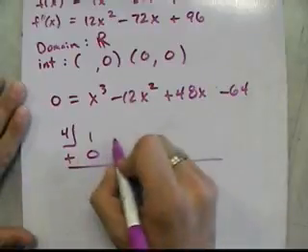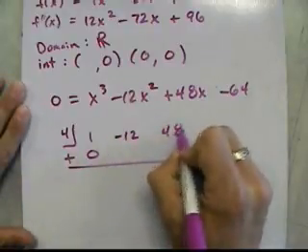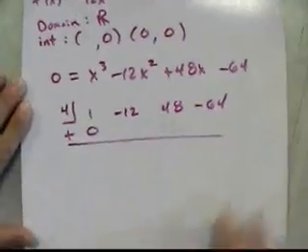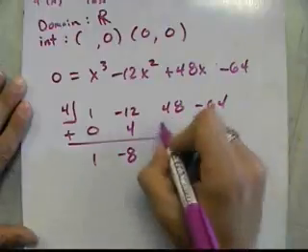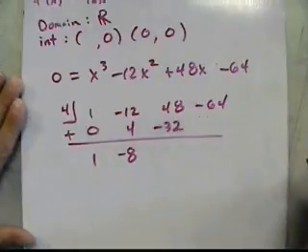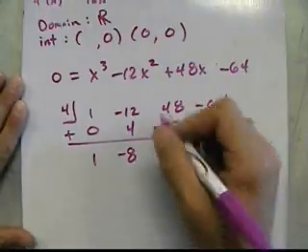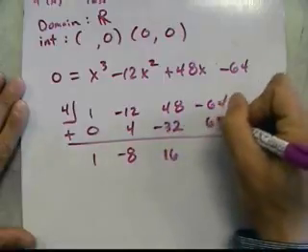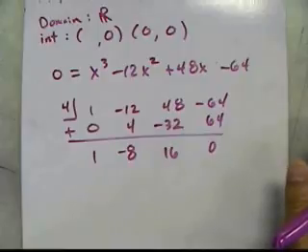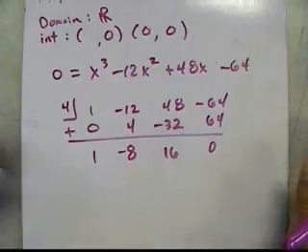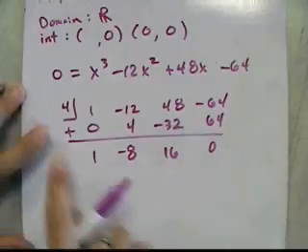Okay, so I get a 1, a negative 12, a 48, and a negative 64. And so if I just synthetically divide that, 1 and 4 and negative 8 and negative 32. 16, 64, that's 0. Cool. So 4 works, which is good. So 4 works, that's one of them.